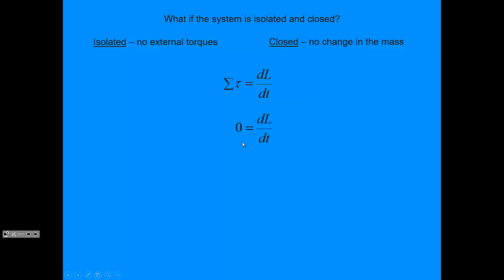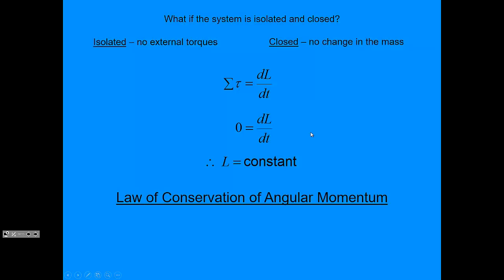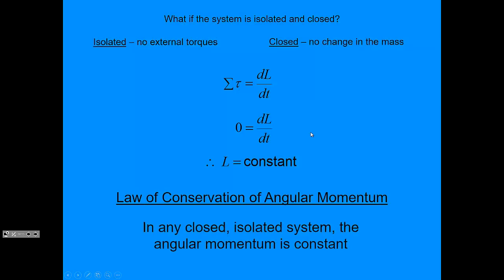Right? So with no external torques, that means that the rate of change of angular momentum would be zero. Well, if the rate of change of angular momentum is zero, that means your angular momentum has to be constant. This is what is known as the law of conservation of angular momentum. In any closed, isolated system, the angular momentum is constant. The angular momentum is conserved. Right, now notice, though, it needs to be closed and isolated. No external torques here. Okay? Only the torques can be between objects in the system.